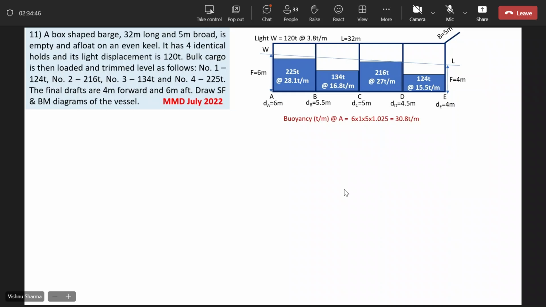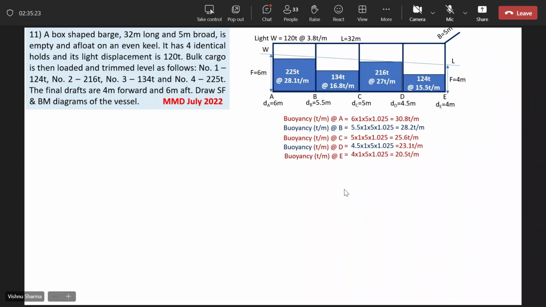Likewise, we can calculate the buoyancy in tons per meter at B, C, D, and E. You don't have to waste time. The only thing that has changed is the draft. So what can you do? 30.8, you divide by 6 meters draft and multiply by 5.5. That will be faster. Otherwise, you can put the values again: 5.5 into 1 into 5 into 1.025. The only changing factor is the draft, so you could have saved time by cutting short. And likewise, you can calculate buoyancy in tons per meter at all the 5 points. Please have a look at it. Take 5 seconds and let me know if there is a concern.